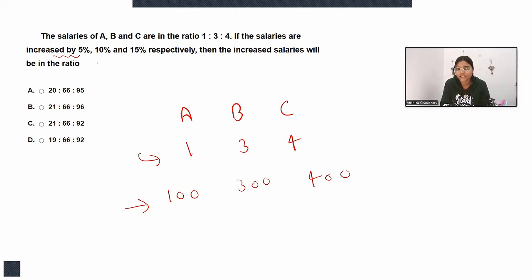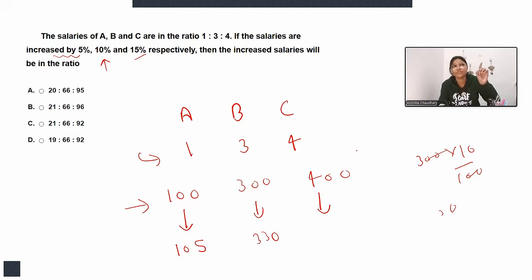If the salaries are increased by 5%, so A's salary will be increased by 5%. So what is 5% of 100? It is 5 only. That means after incrementation, A's salary will become 105, right? So how easy it is now? Then B's salary will be incremented by 10%. So what is 10% of 300? It would be 30. Simple, right? So plus 30 will become 330. Similarly, 15% of 400 will become 15 into 4, that means 60. So 460, right?